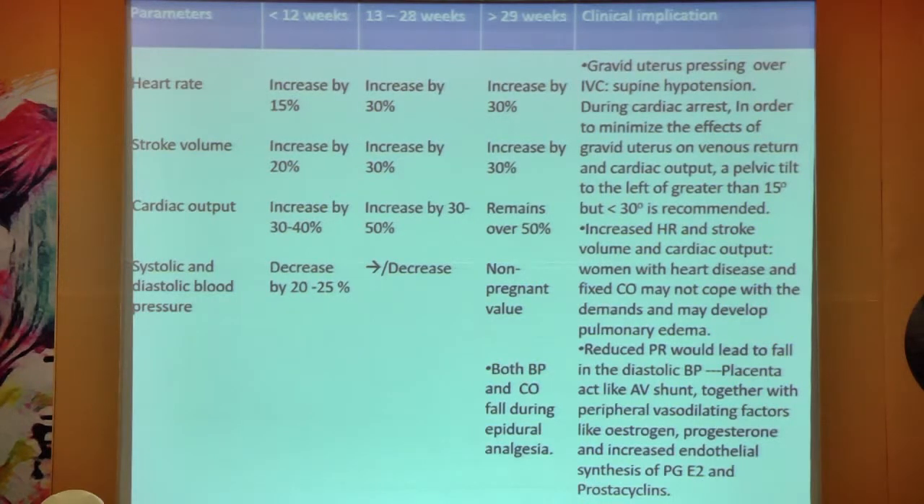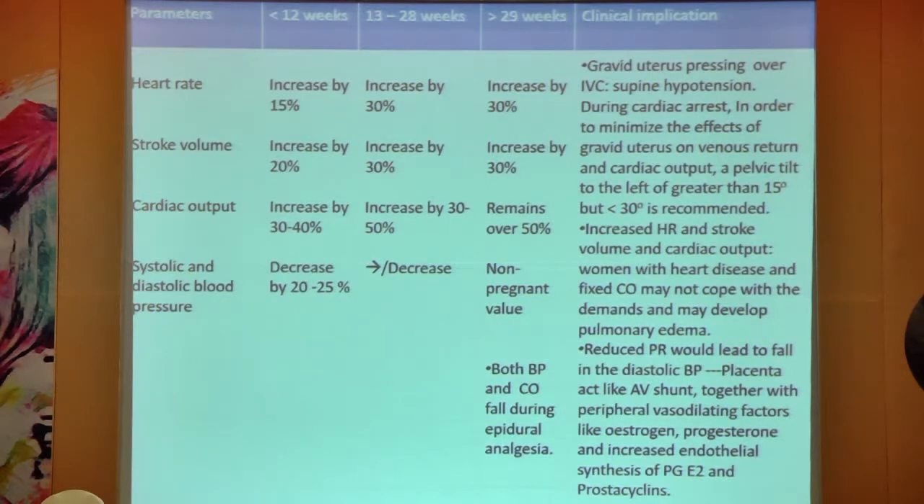So the gravid uterus presses over the inferior vena cava, causing supine hypotension. When there is cardiac arrest, in order to minimize the effects of the gravid uterus on the reduction of venous return and cardiac output, a pelvic tilt to the left of greater than 15 and less than 30 degrees is recommended. Because of increased heart rate, stroke volume and cardiac output, women with heart disease and fixed cardiac output may not cope with the demands and may develop pulmonary edema.